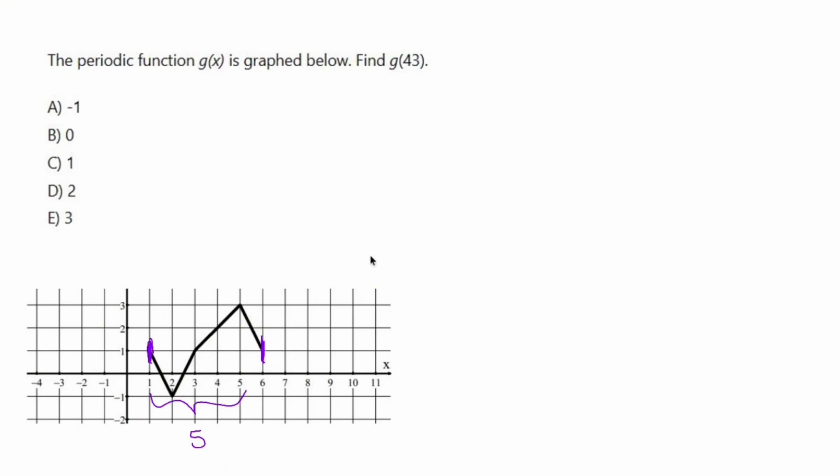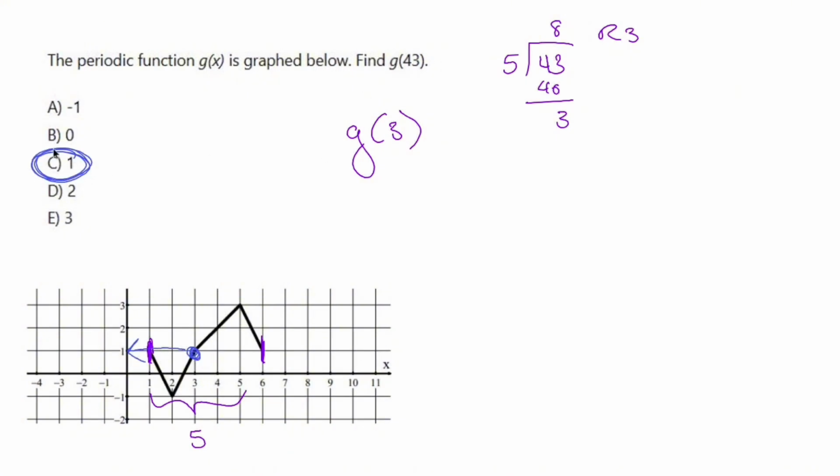Okay, if this repeats every 5, then the remainder of 43 divided by 5 is going to give us our behavior. So 43 divided by 5 is 8. 8 times 5 is 40. Subtract, we have a remainder of 3. So g of 43 and g of 3 are going to give us the same exact location. And g of 3 gives us a point of 1. So g of 43 is also going to be 1.